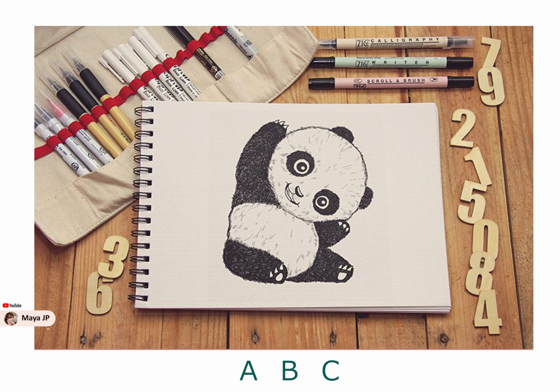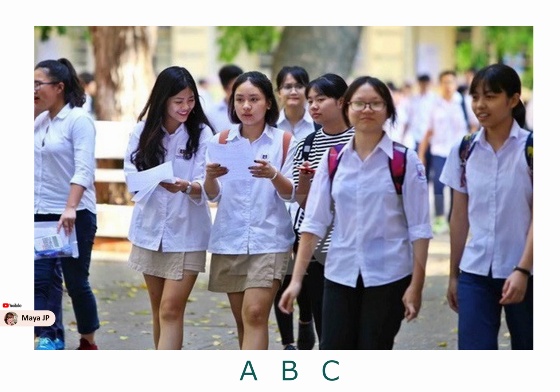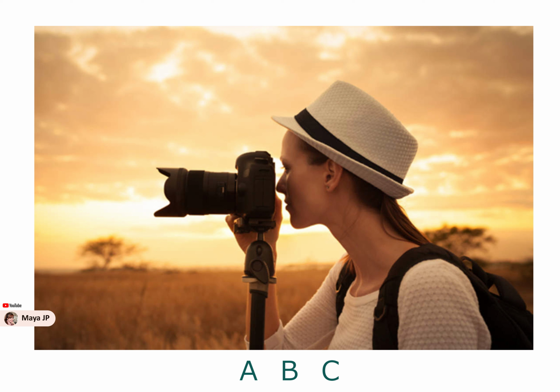Number 18, A, I have to draw a grasshopper, B, I have to draw a panda, C, I have to draw a flower. Number 19, A, I want to go to bed, B, I want to go to the zoo, C, I want to go to school. Number 20, A, I want to take a shower, B, I want to take a break, C, I want to take some photos.